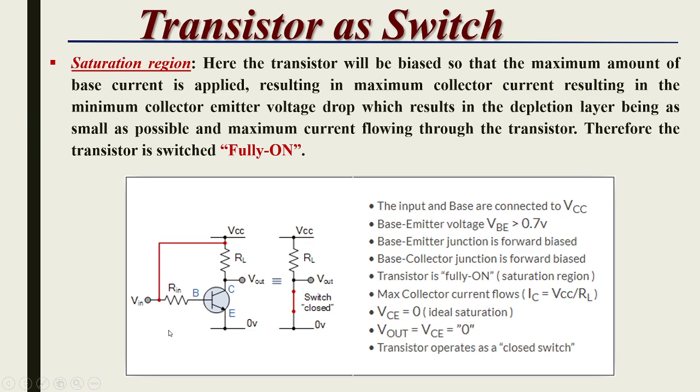So here the input and the base current are equal to VCC. So the base emitter voltage is greater than 0.7 volt. So this will forward bias the base emitter junction. The base collector junction is also forward biased, and that's why this transistor is fully on, that is operated in the saturation region, and the maximum collector current that flows through the transistor is VCC upon RL, and that's why VCE is equal to 0. So we can say that the transistor operates as a closed switch.